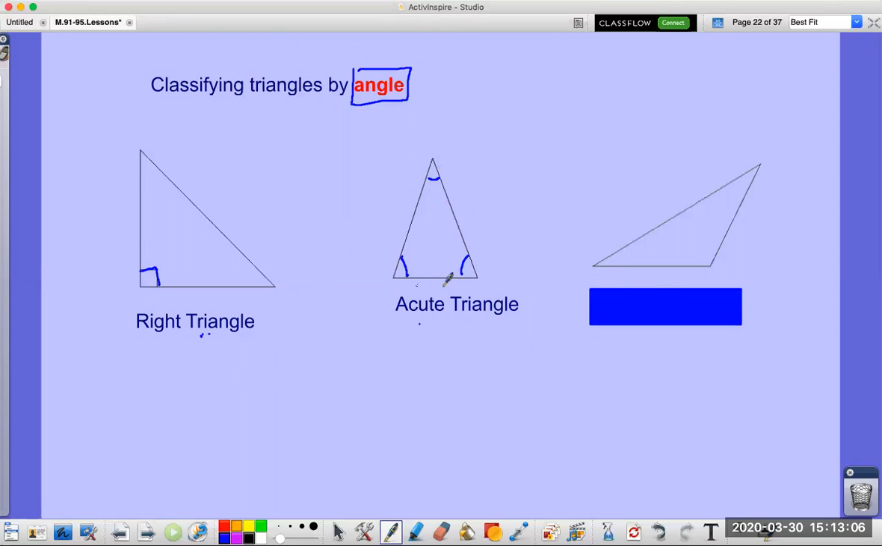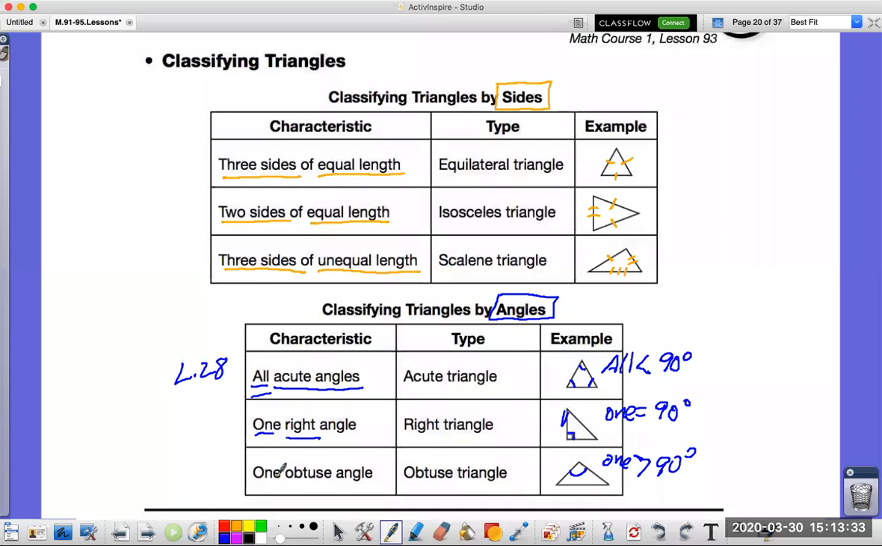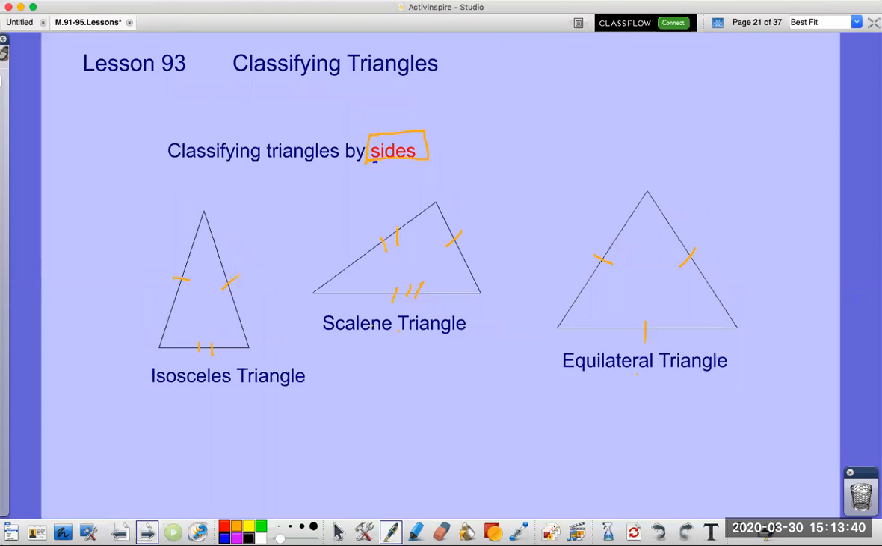And that leaves this last one. If you look at it, you can see this angle will help you. These two look like they're acute, but this third one right here looks like it's greater than 90. So what would you classify it based on its angle? That's got one obtuse angle. Obtuse triangle. If you look back at the rule, one obtuse angle makes it an obtuse triangle. It has to have one that's greater than 90 degrees.